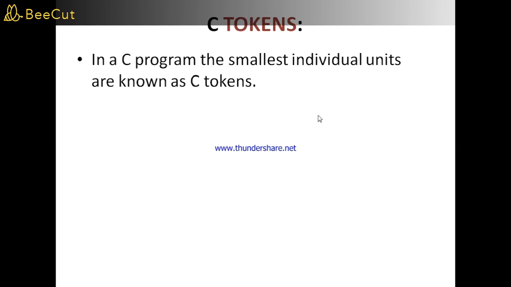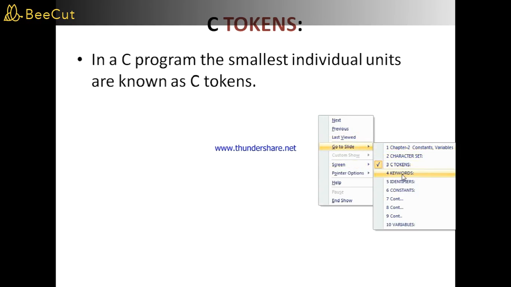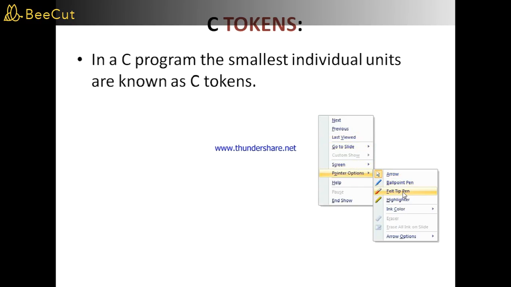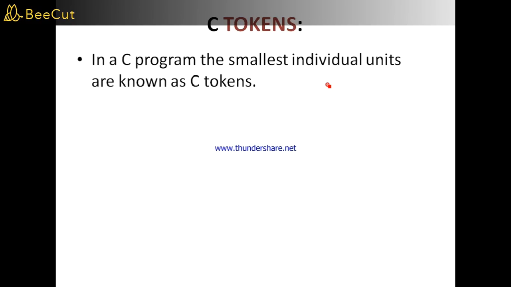Let me give an example of how the program should be written. See here, I will write one example: c = a + b. You want to do some calculation. Here we have a word c, and a special character, equal to, or you can call it a symbol. Here we also have one more symbol, and at the end we have a special character, that is semicolon. So these smallest individual units are called tokens.